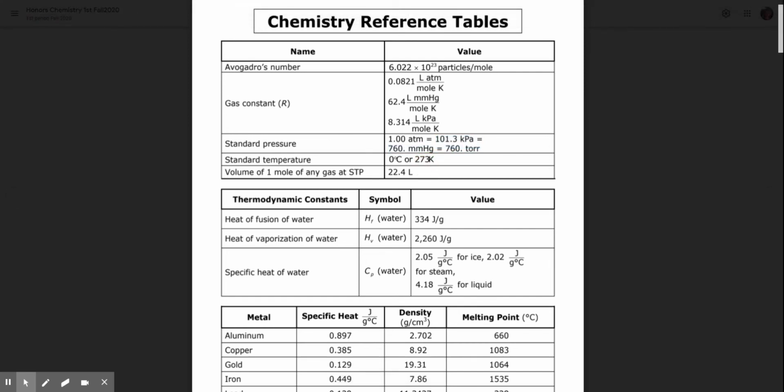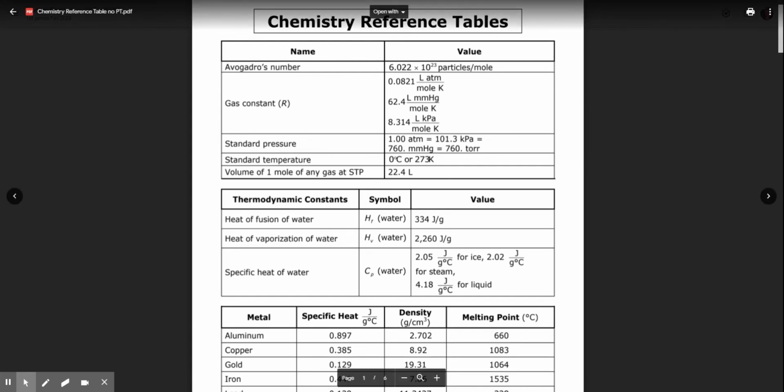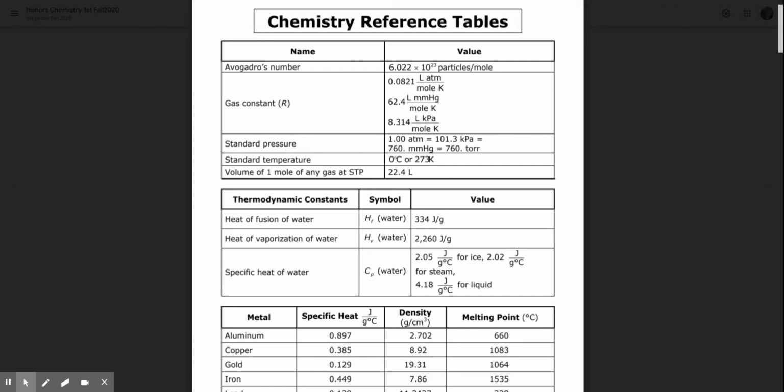All right, so then we get into thermodynamic constants. We have the heat of fusion of water, 334 joules per gram. This is used for melting or freezing. That's when you're going to use your heat of fusion. Heat of vaporization for water is 2,260 joules per gram. And that's going to be used for vaporizing or boiling and condensation. So you're going to use these two when you are dealing with phase changes. And we'll look at the equations here in a minute.